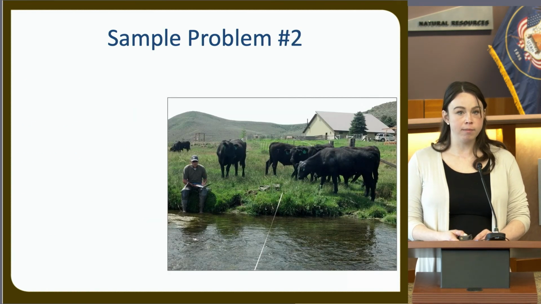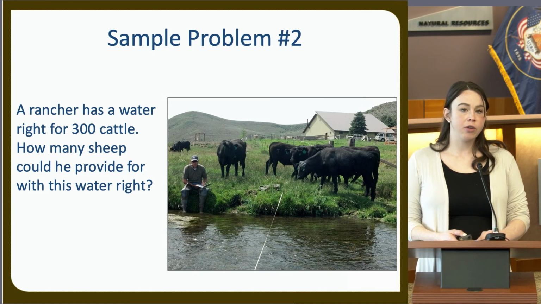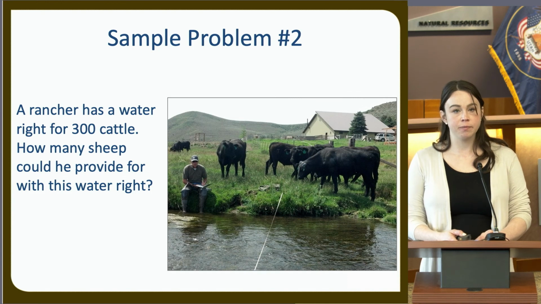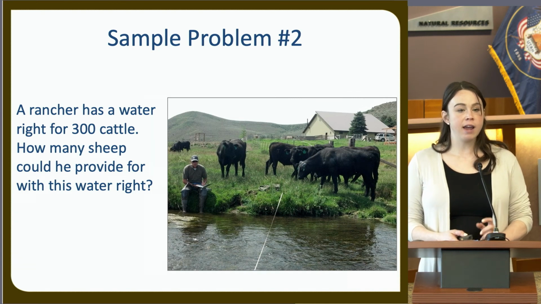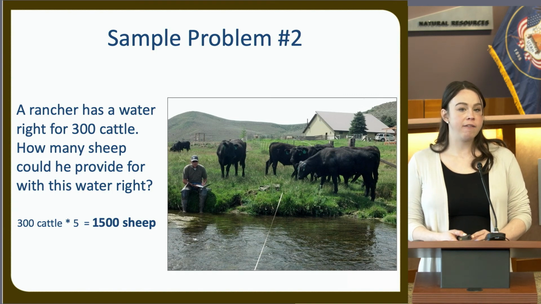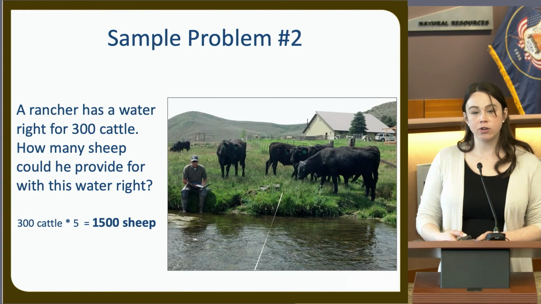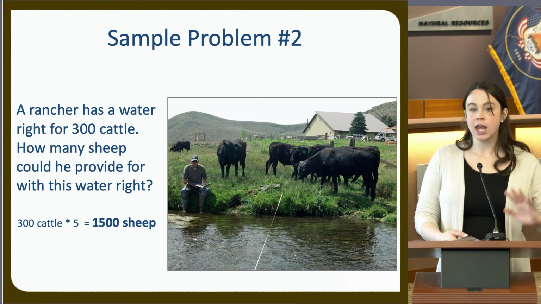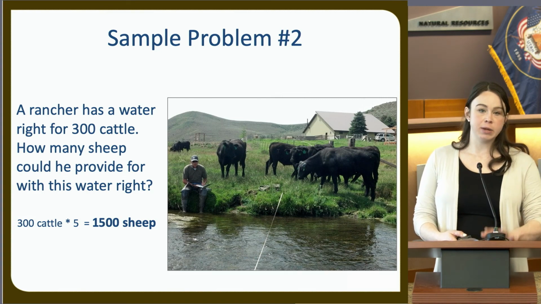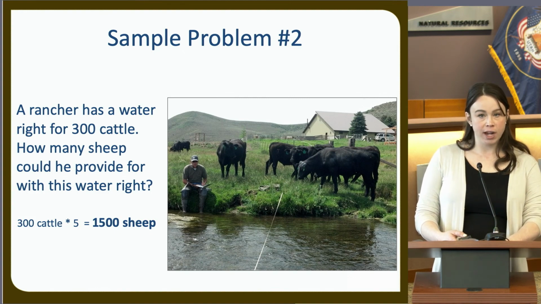Okay, another problem. A rancher has a water right for 300 cattle. How many sheep could he provide for with this water right? So if you remember, it's 5 sheep to the 1 cow. So we can multiply 5 by the 300 cattle that he always has. He can have up to 1,500 sheep with this water right. So that would mean he gets rid of all 300 cows. He replaces them with 1,500 sheep. He does not need to file a change application with our office.